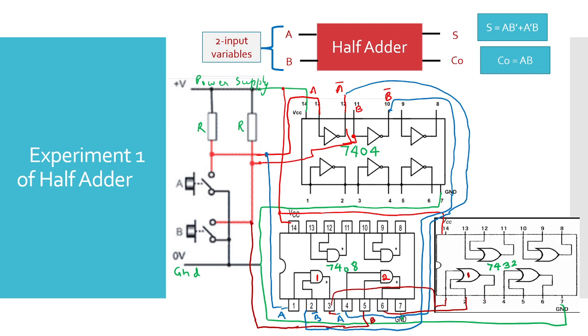Now here at pin number 3 you will get the sum. So you will connect one LED, and you can see the on and off of the LED. It will tell you that sum is 0 or sum is 1.